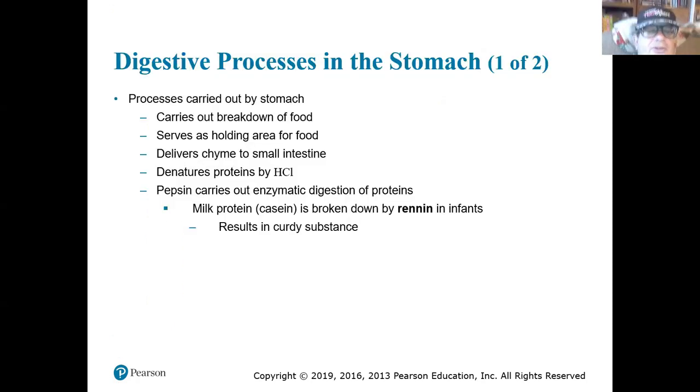Okay, so digestive processes of the stomach. What does the stomach do? It is where we do breakdown of food. It's a holding area of food. It delivers chyme to the small intestine, the duodenum, the first part of the intestine.